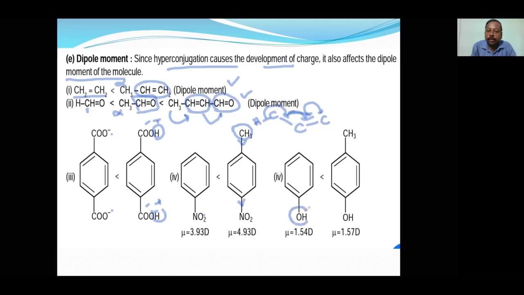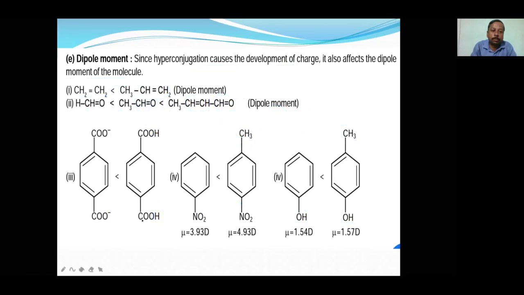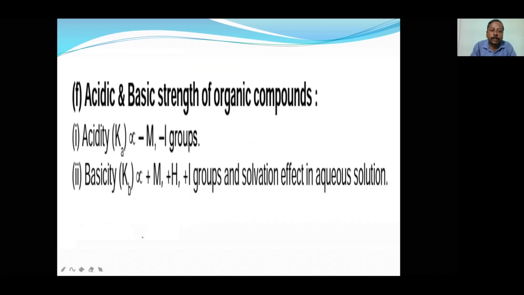Same case with phenol and methyl phenol. There is no hyperconjugation in one, but there is hyperconjugation because of the methyl group in the other. Ultimately, wherever there is an alpha carbon and alpha hydrogen, it will cause the hyperconjugation effect, and the hyperconjugation effect in turn will increase the dipole moment. This is the next effect of hyperconjugation. Next, acidic and basic strength.